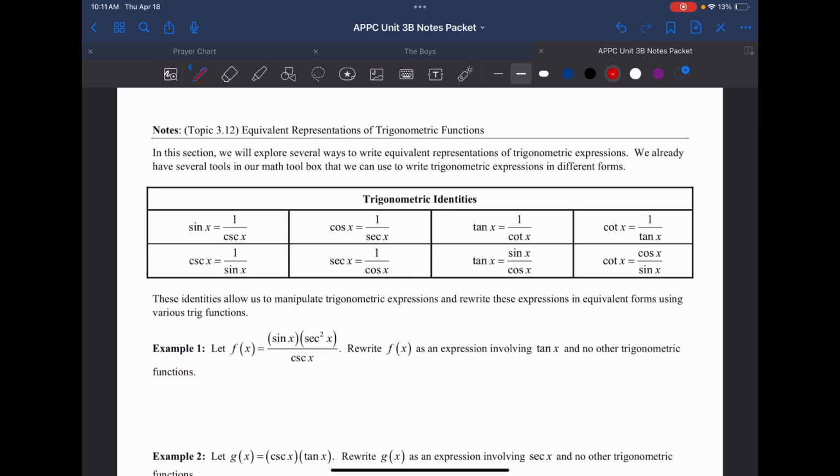So enough of my yapping, let's go ahead and get started. What we're working with today, really, it says equivalent representation of trig functions. We're really working with trig identities, and basically different forms and different formulas that are really helpful to use with trig equations.